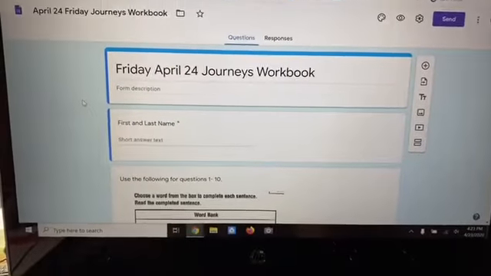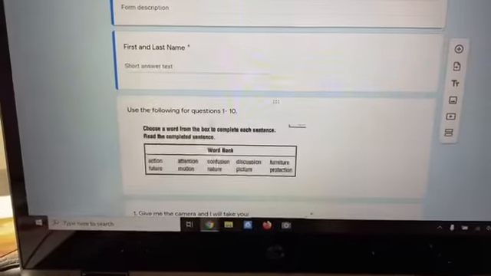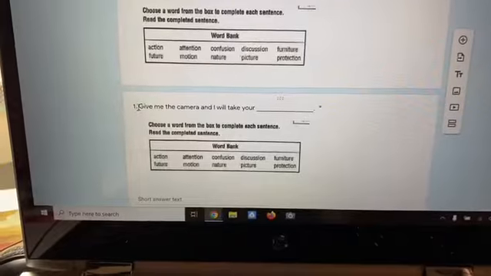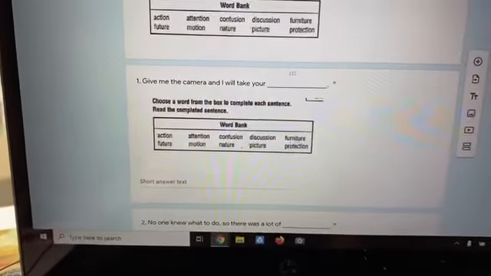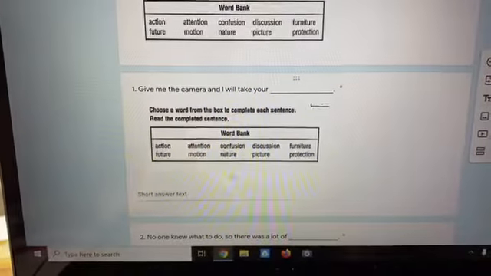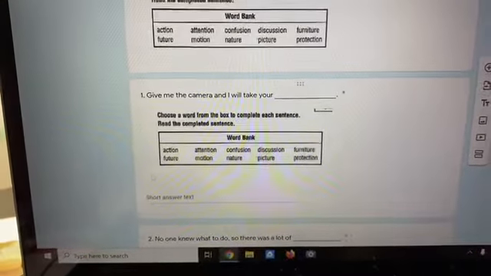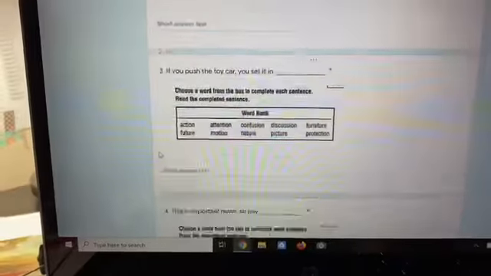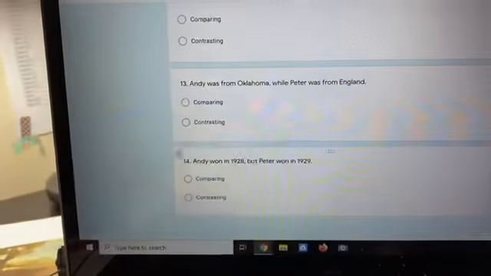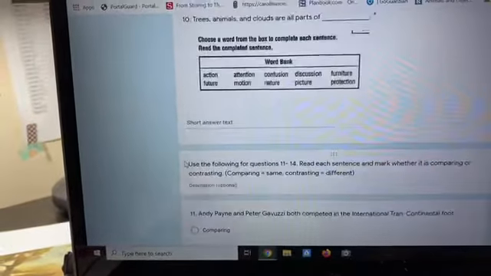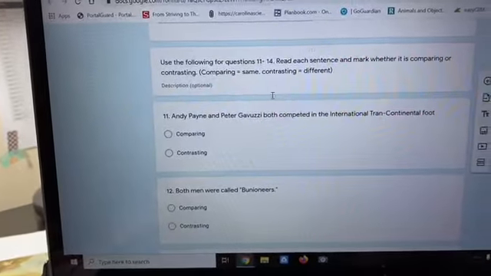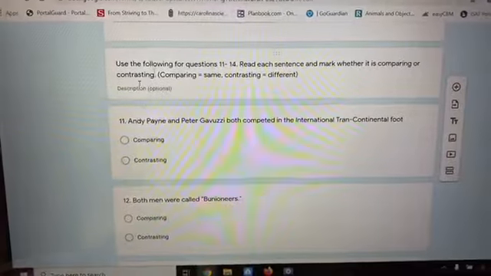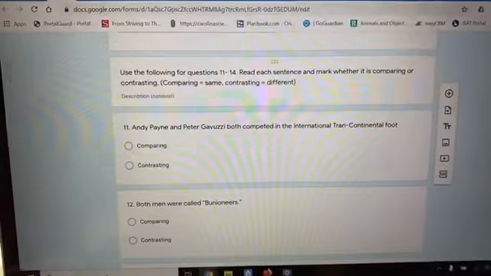For the Journeys workbook today, you are using these words to find the clues. For instance, give me the camera and I will take your furniture. Oh no, that's probably not what it is. Maybe it's picture. Oh yeah, that makes the most sense. So use these to find the clues. And then you're trying to figure out in these sentences whether it's comparing or contrasting. Remember, comparing is the same and contrasting is different.